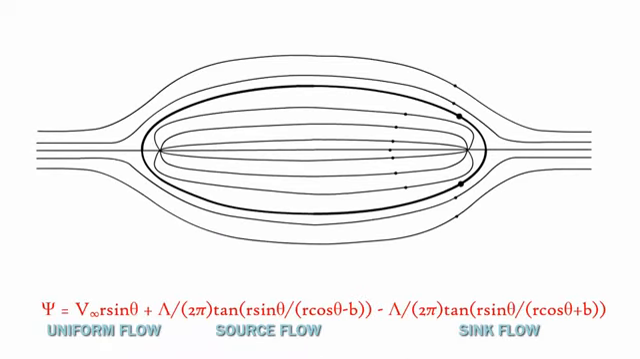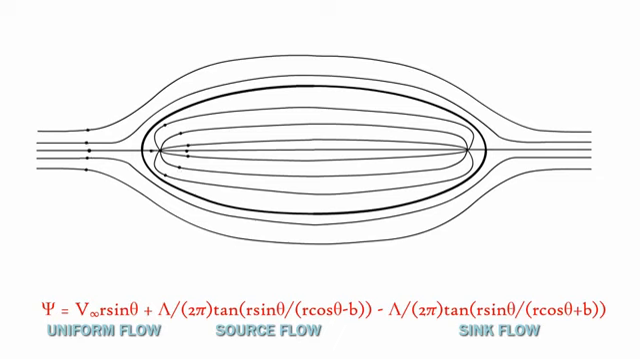Now let's add a sink to this flow to the right of the source. The sink has the same strength as the source, so it's able to completely close the end of the blunt body. And now we have flow over an ellipse. All that we had to do was add the stream function of a sink to this flow.